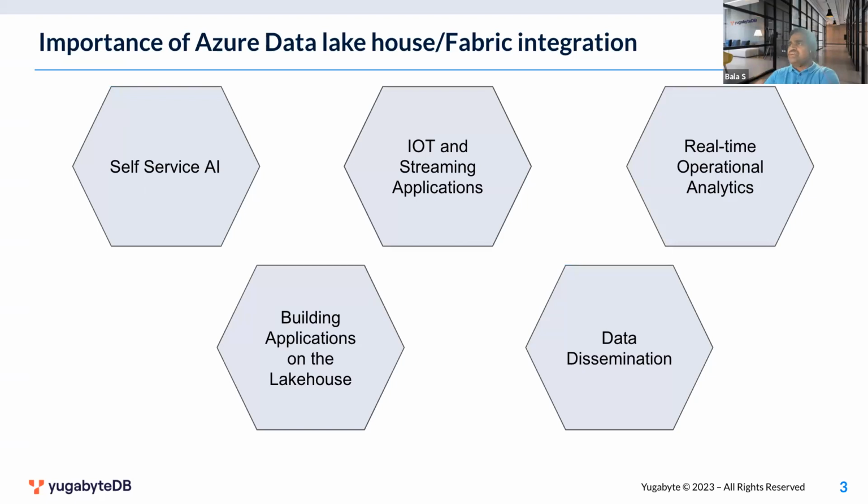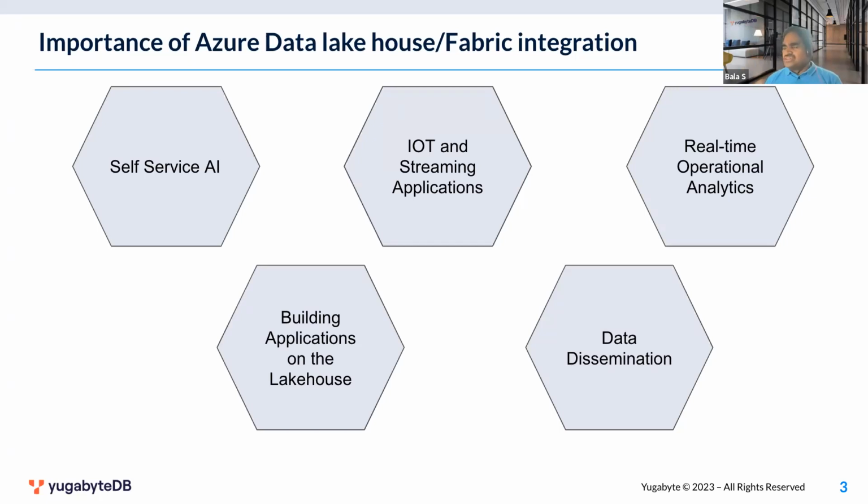The real importance of why Azure Data Lakehouse or Fabric integration is required today in the modern app world is that Yugabyte is one of the modernized databases which you are currently using for all your cloud native applications. So it is also necessary that YugabyteDB supports self-service AI, IoT streaming applications, and also real-time operational analytics, like what the traditional databases are doing today. The same functionalities are achievable through YugabyteDB by extending the change data capture feature.